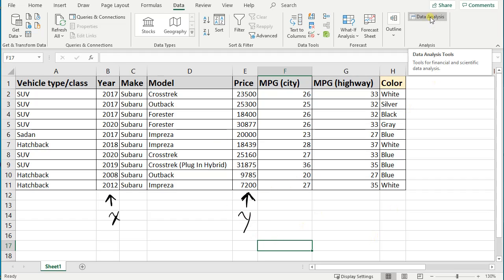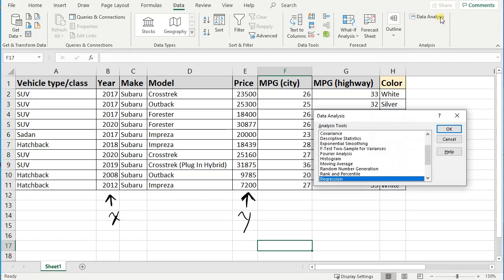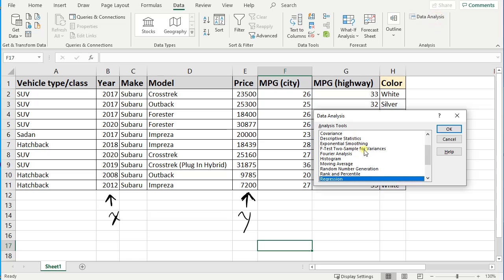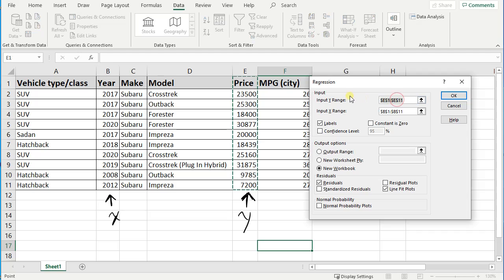So let's go to the data analysis tool pack. It should be up here. You press on data, and then you should see it over here. If you're not seeing this, that means you need to get the data analysis tool pack, and I'll provide a link in the description of this video on how to get that. You might have to scroll down, but eventually you'll see regression. Click on that and press OK. If you have anything in here already, just delete it.